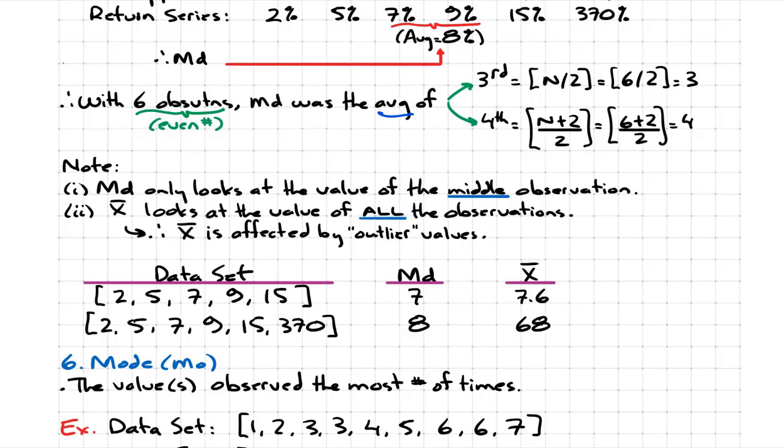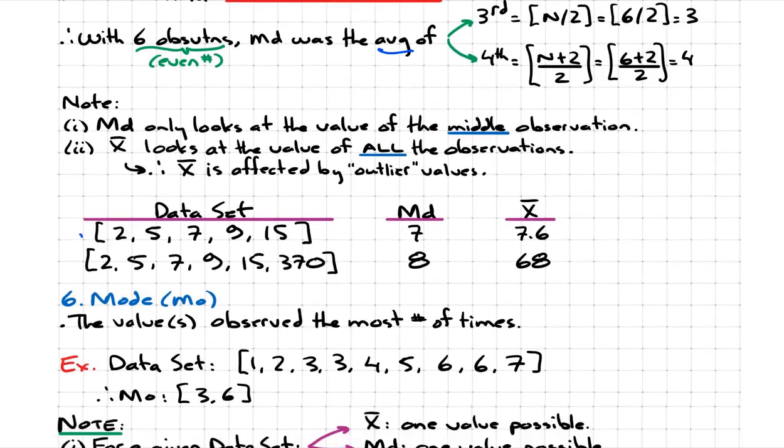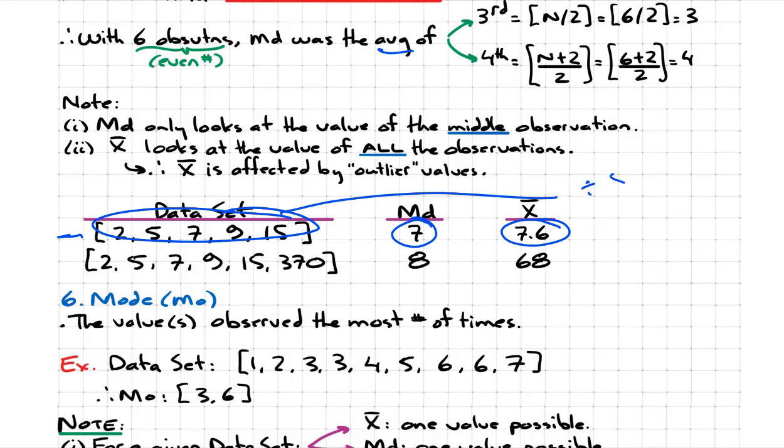To demonstrate, let's have a look at this first data set: 2, 5, 7, 9, 15. As we saw before, this is the data that we did illustrations for before. The median was 7. And if you find the arithmetic average, if you just add all these up and divide by 5, you would get 7.6.